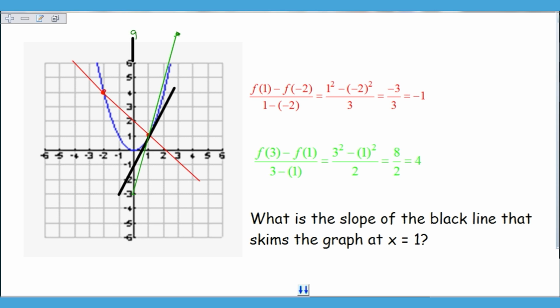So let's talk a little bit about the picture right here. I have a picture of just a normal parabola. And I've drawn some things that people have asked you to do over the years, these lines that help you find the average rate of change.